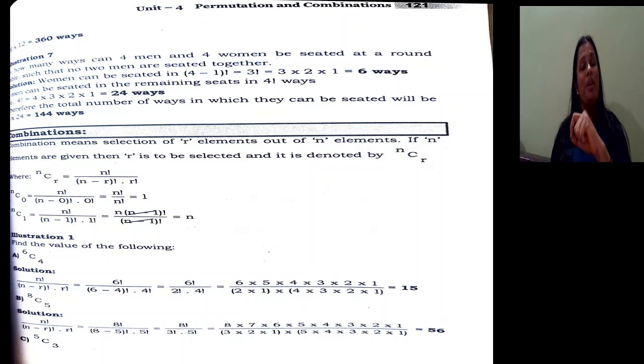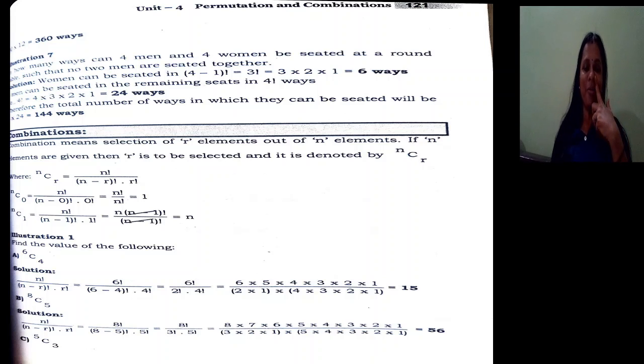But when the word combination comes, we are not arranging. What we are doing? We are selecting. Selecting what? Selecting some elements out of given elements. Some elements means R, given elements means N. So combination means selection of R elements out of N elements, without giving importance to the order in which you are selecting. There is no importance attached to the order in which you select. That is known as combination.